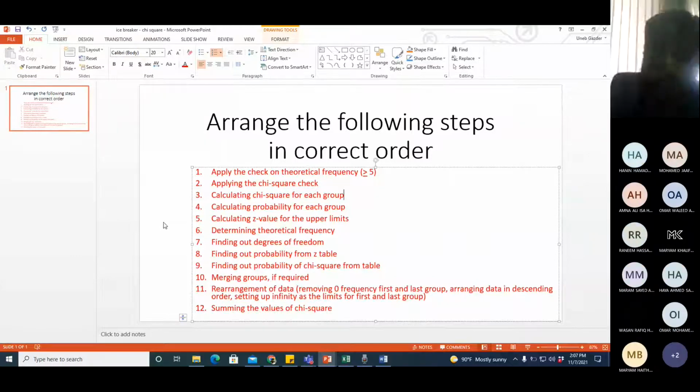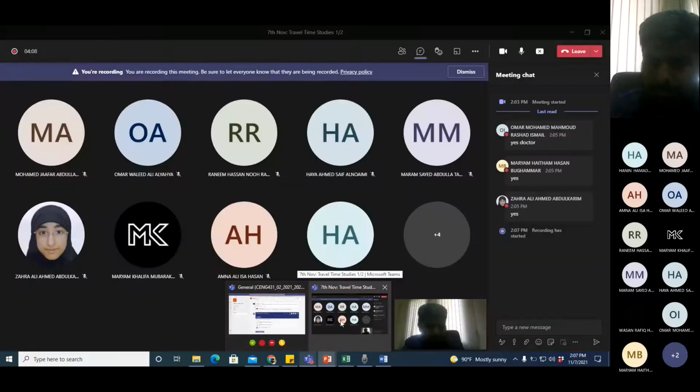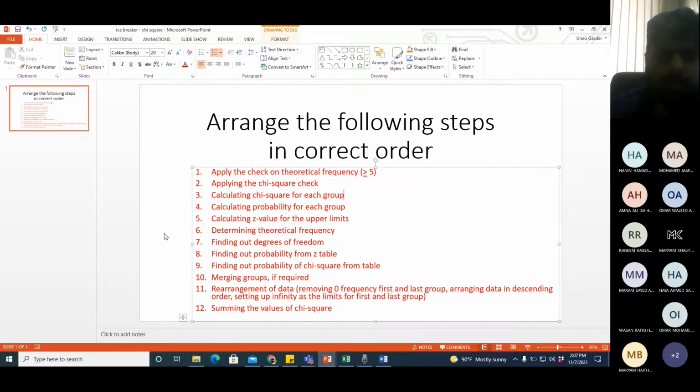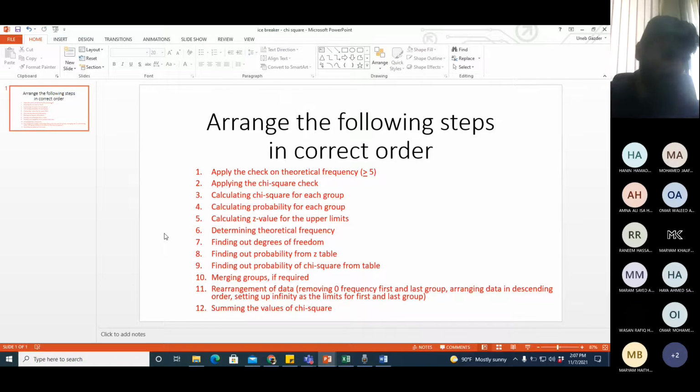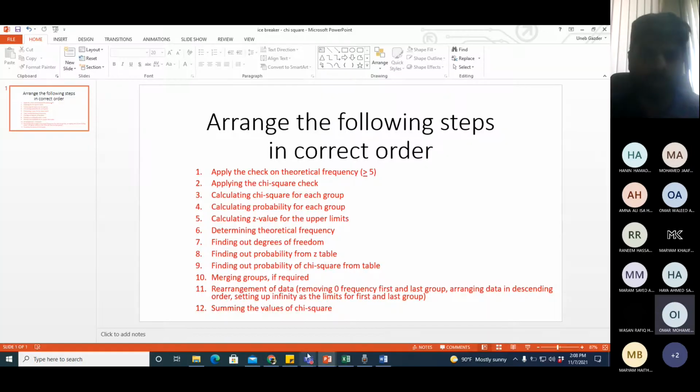Okay, go ahead. So we have 12 steps on the slide here. Which one is the first one? What is the first thing we need to do to perform a chi-square test? Go ahead. Number 11, Doctor. Number 11. Good. So number 11 is done, right?